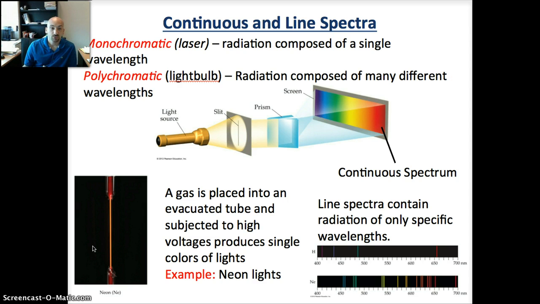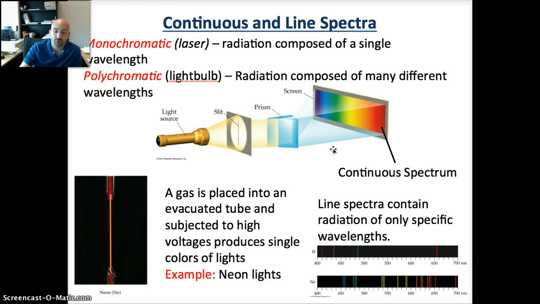This radiant energy can also be polychromatic, which means it's composed of many different wavelengths. An example of that is a light bulb. If you shine a light bulb through a little slit and through a prism, you'll get a rainbow. This is what we term the continuous spectrum, which is shown over on the right. White light will produce a continuous spectrum.